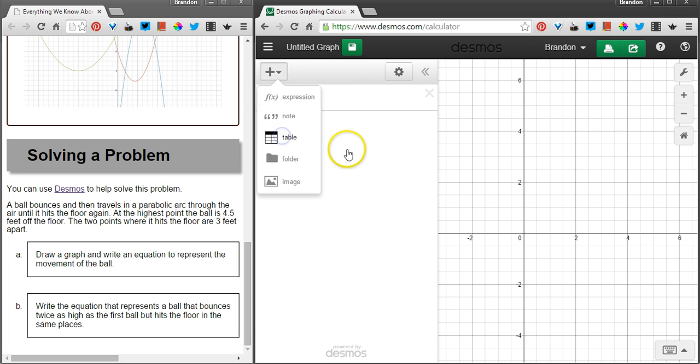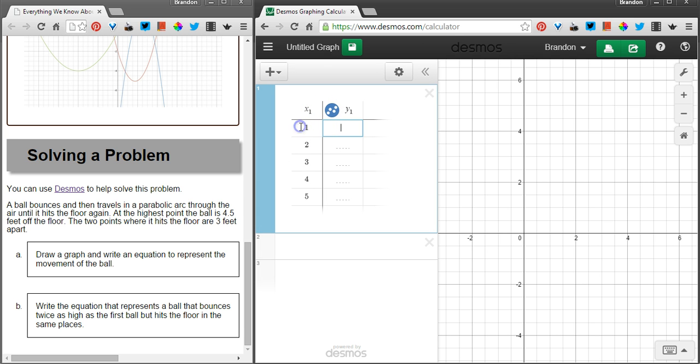I'm going to use Desmos and make a little table here. I'm going to put my values at x equals 0, y equals 0, and 3 feet over, x equals 3, y equals 0. So that's going to place 2 points. That's where I want the ball to strike the floor. And then after that, I need a parabolic arc, right? So halfway between them is where the parabola is symmetrical. Halfway between them is at 1.5. And I want the y value at that point to be 4.5.